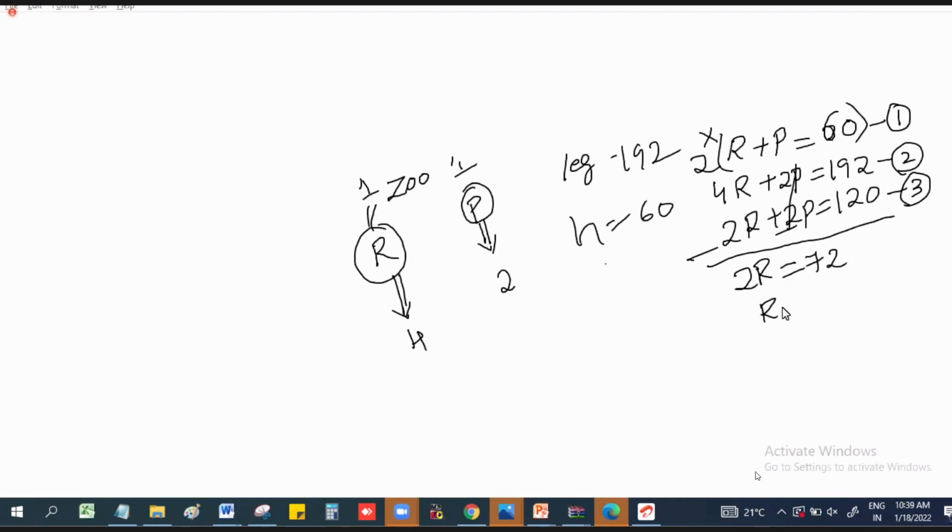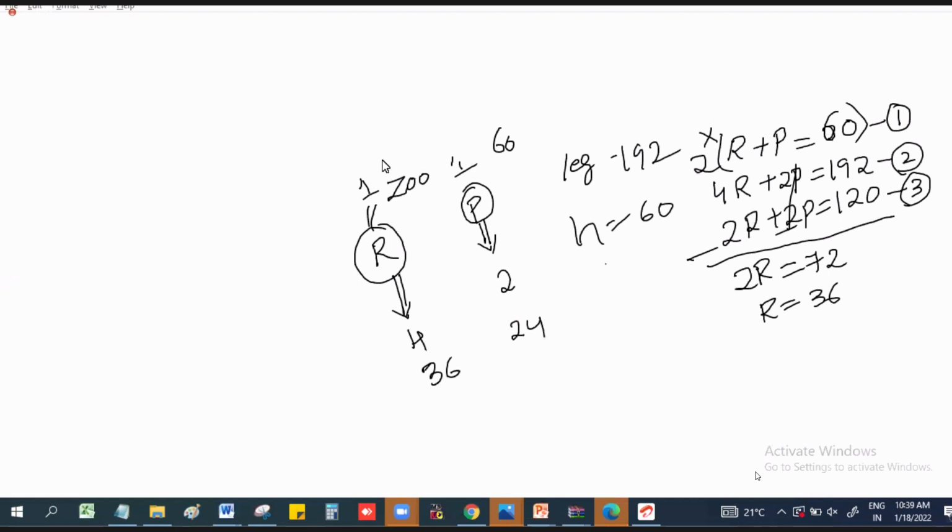Then R equals what? 36. When the number of rabbits is 36, the number of peacocks will be, because the total was 60, 24. The number of peacocks is going to be 24. So this is one way of solving.